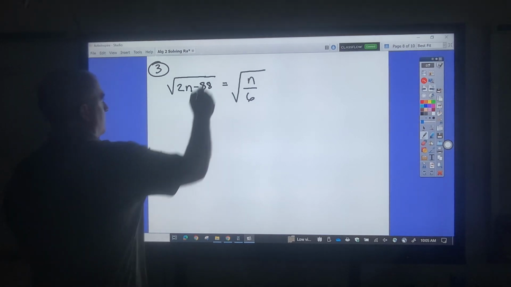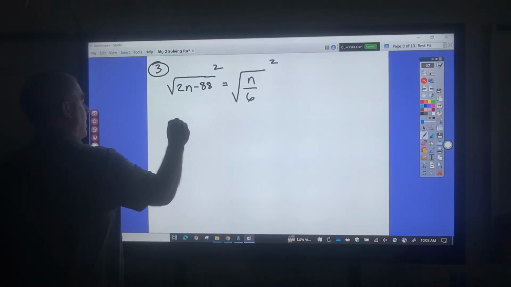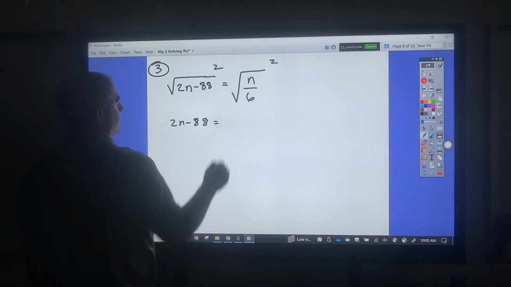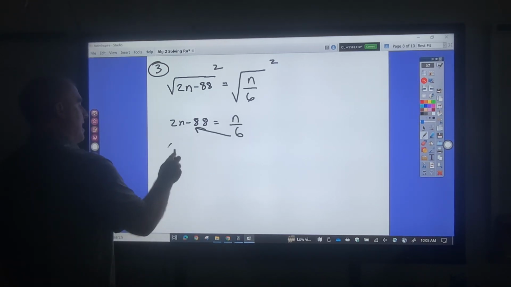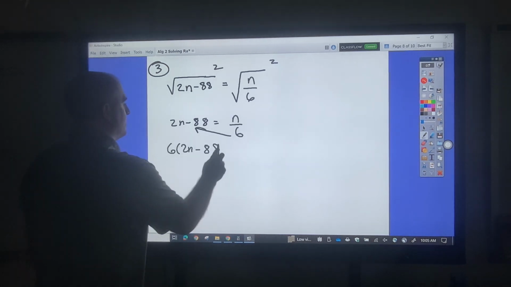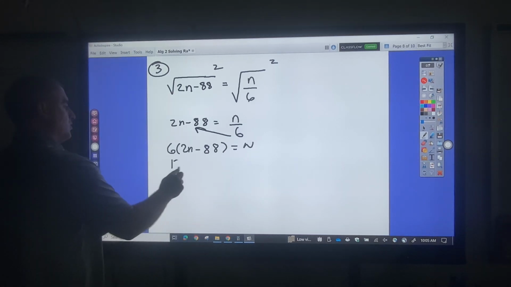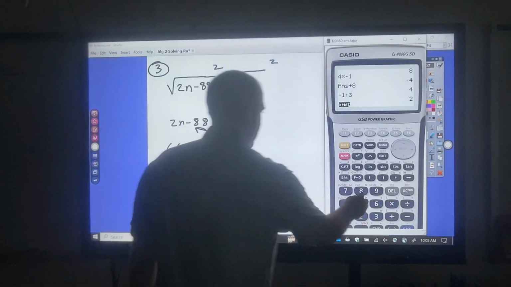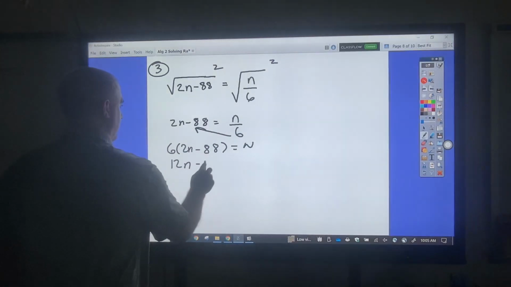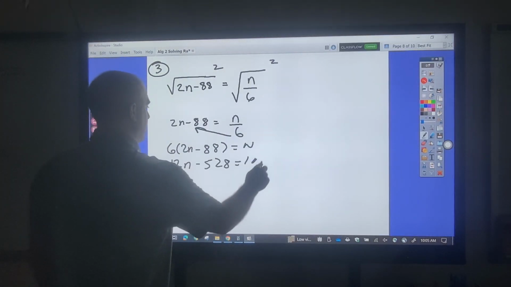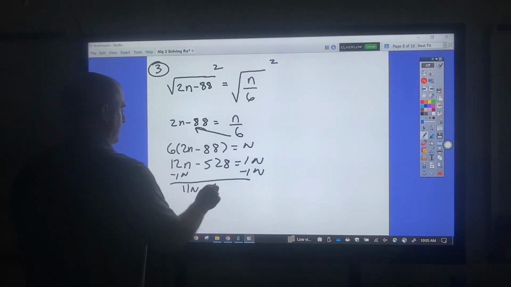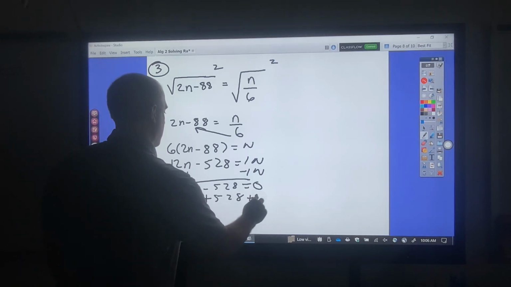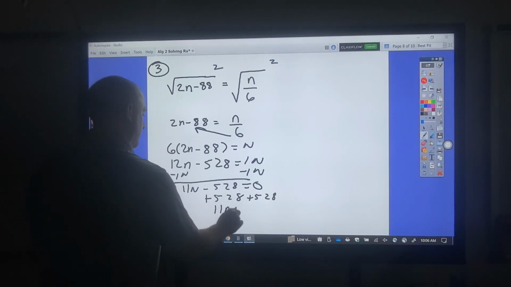All right, let's talk about how you do this one. You square this, square this. So I got this equals n over 6. Now, what I have to do is cross multiply that. So what ends up happening is I have to distribute that to both parts. That's 12n, 88 times 6, 528 equals 1n. Subtract 1n. I got 11n minus 528 equals 0. Add 528. I got 11n equals 528.